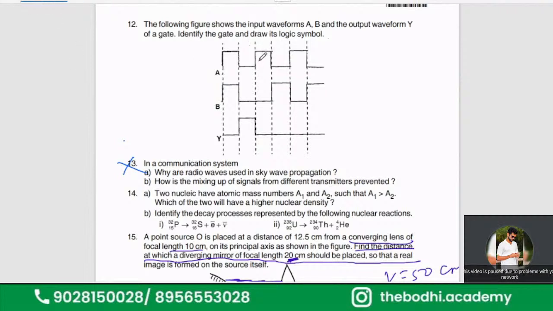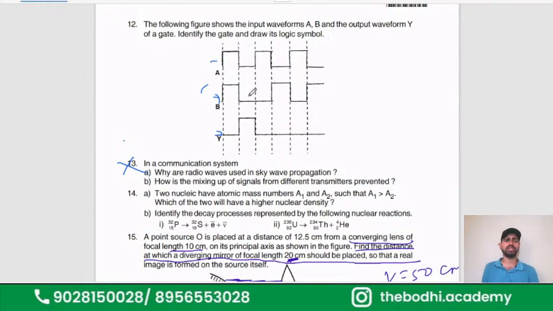The following figure shows the input waveforms A, B, and the output waveform Y of a gate. Identify the gate and draw its logic symbol. So you are given input A, input B, and output Y. Let's see what kind of logic gate it's forming. I have discussed this before, but this kind of question is very likely to come, and I believe one of this kind will be coming in this exam. So don't leave it blank, just understand. Even if you have done it, do it again.